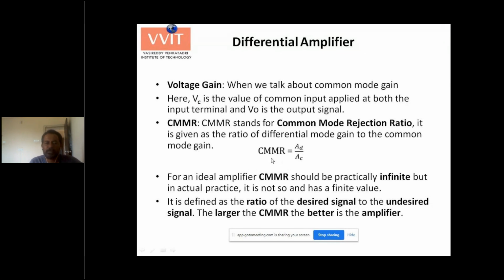So what is CMRR? Sorry, there is a typing mistake, please excuse me. This must be CMRR, common mode rejection ratio, given by AD divided by AC. Ideally, what should be its value? AC should be 0, so for an ideal differential amplifier, CMRR must be infinity. Practically, it would not be infinity, but we will always try to build differential amplifiers with a large common mode rejection ratio.